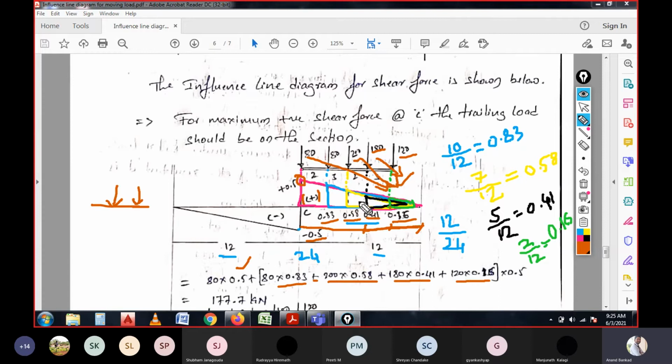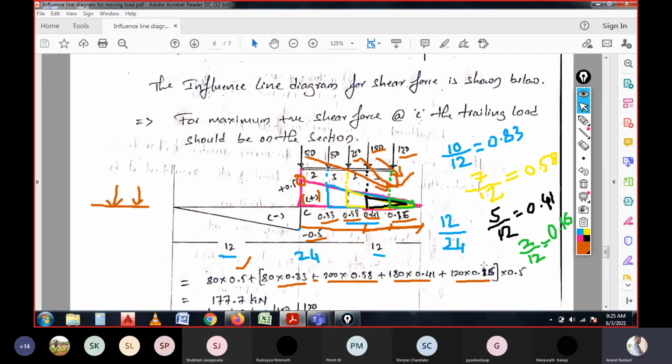That means it is moving. So in this case, we need to consider the moment coefficient values for the section to multiply with the overall intensity of loads. That is what we have already done in the previous problem.